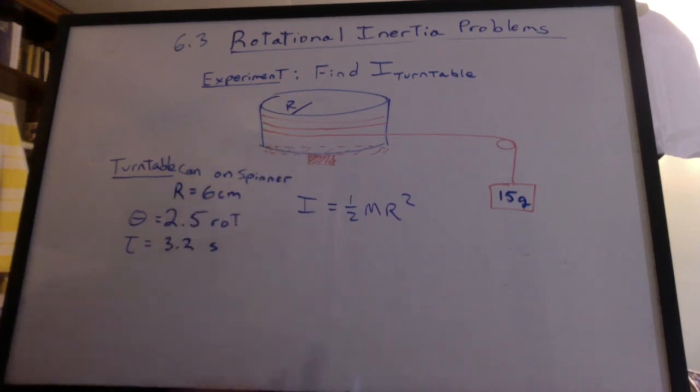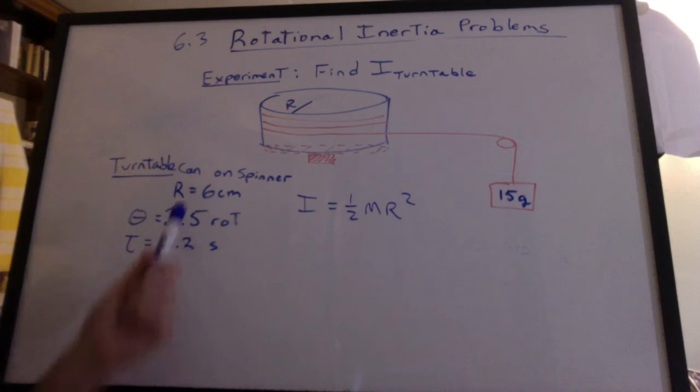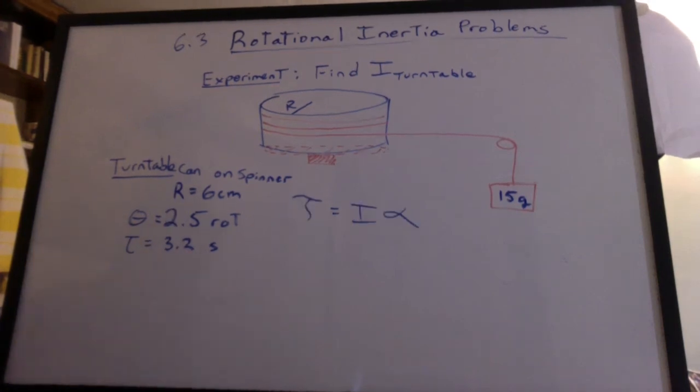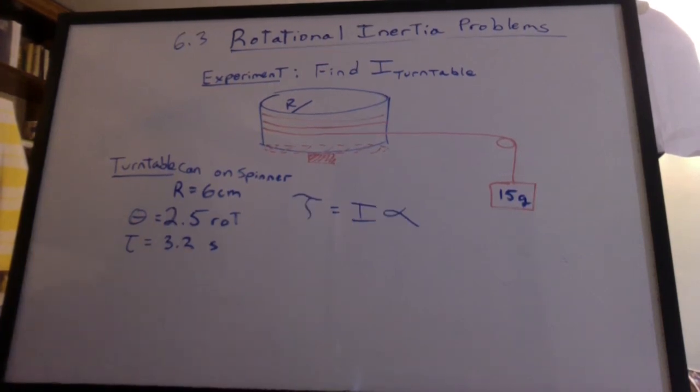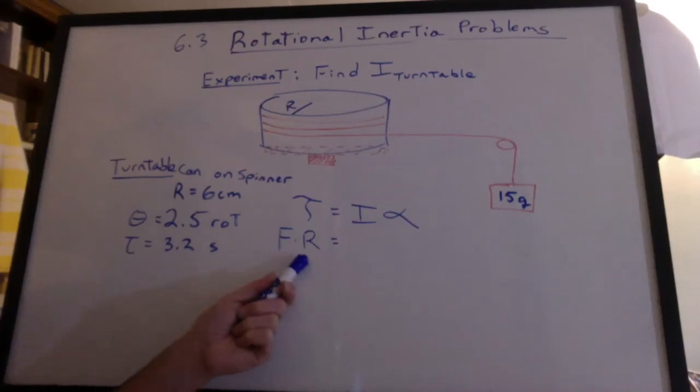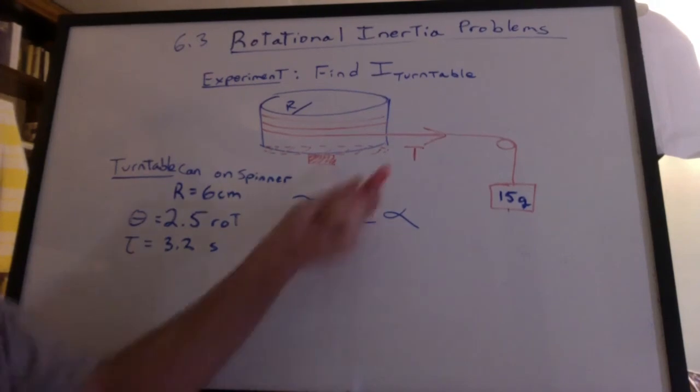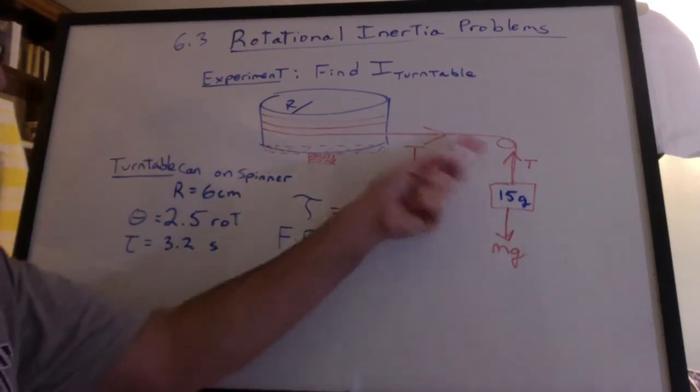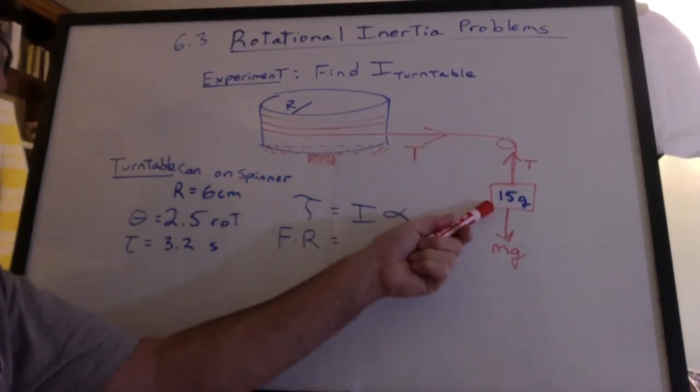So how are we going to get I? We have to do it experimentally from this data. We'll say torque equals I alpha. The torque is a force times the distance perpendicular. Well, what's the force? It's the tension in the string. That string is attached to the falling mass.